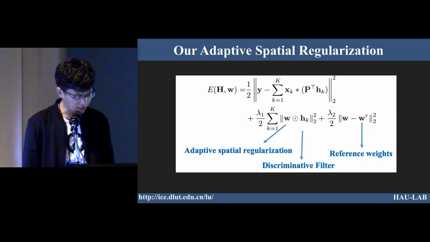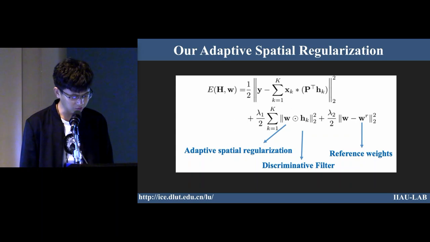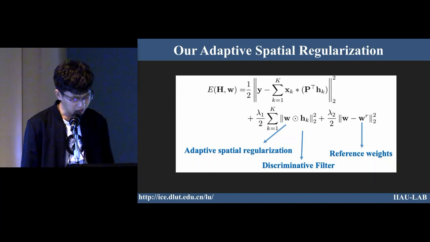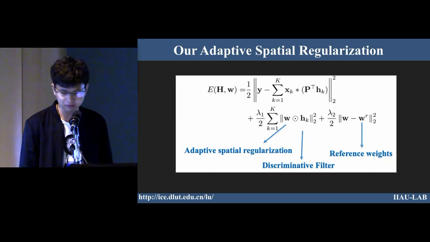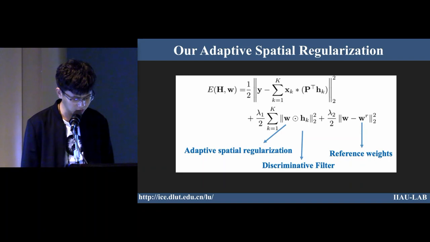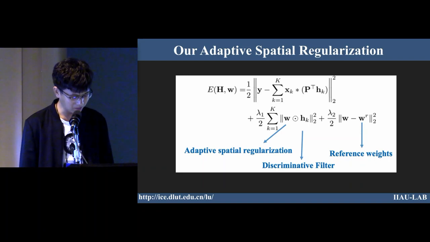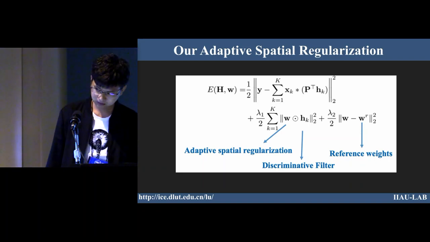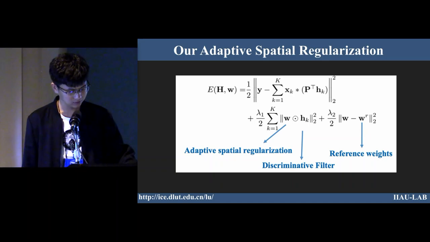Our ASRCF is a general CF model, and as you may know, KCF, SRDCF, and BACF algorithms are its special cases. For example, if W is equal to the identity matrix, and lambda R equals lambda 2 equals 0, it is BACF.